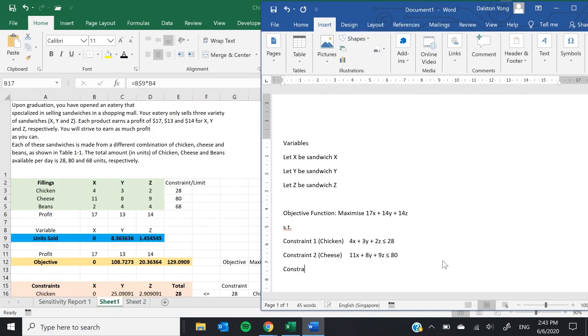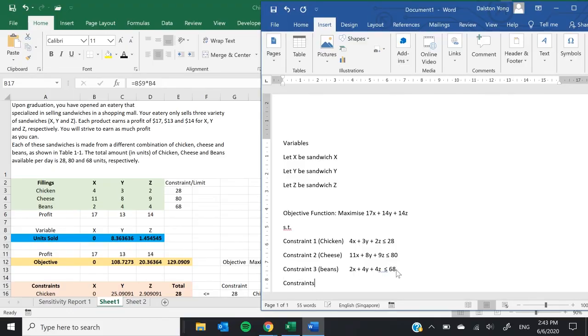And then constraint 3, beans. So 2x, okay, your beans are right here, 2x, 4y, 4z. 2x plus 4y plus 4z must be lesser or equal to 68.